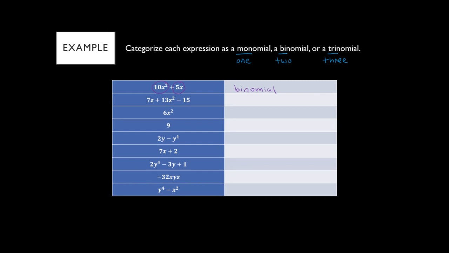The next one underneath it, we've got 7z plus 13z squared minus 15. So this is three terms. That minus 15, that's adding negative 15. That's the third term there. So three terms makes it a trinomial.